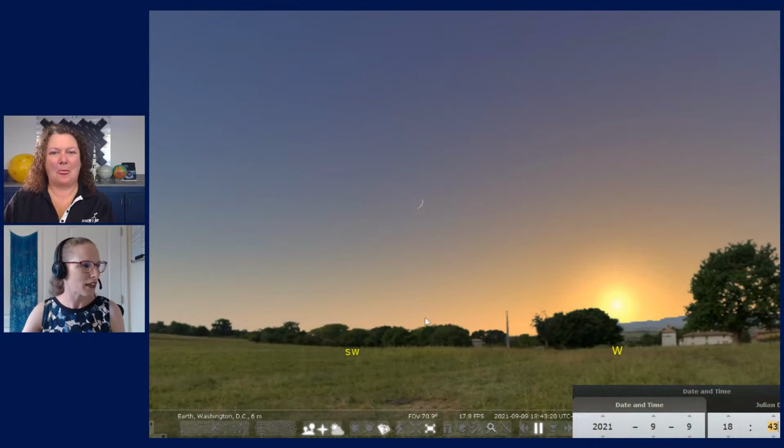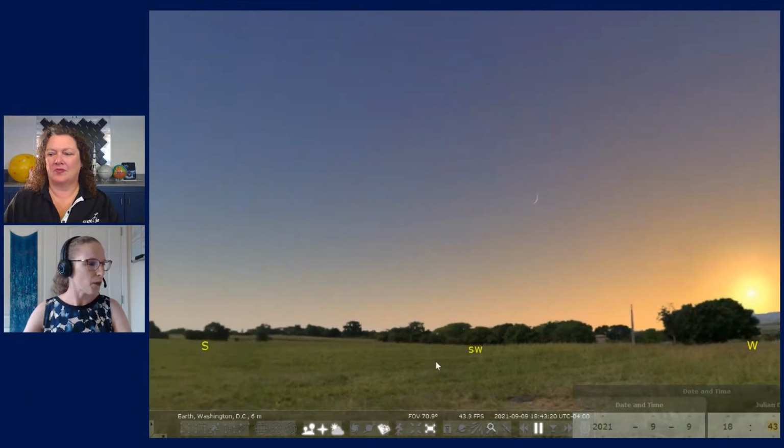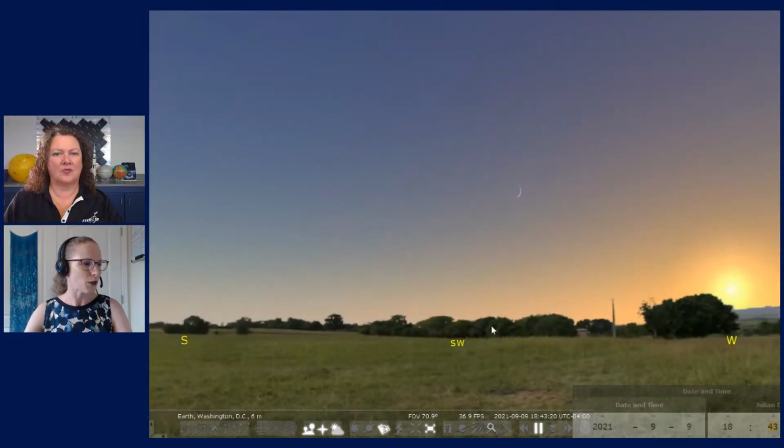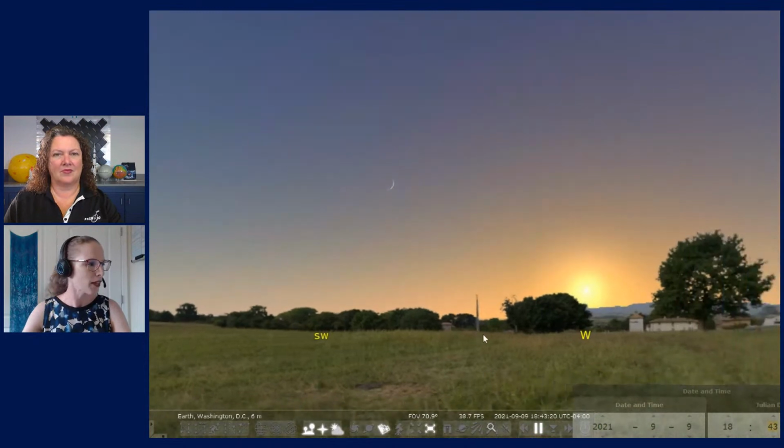So I'm showing the sky from Washington D.C. at about 6:45 tonight. So I've got the sun getting ready to set. And you all may have noticed these letters on the bottom, those are the directions. So this is the west, and the sun is setting in the west. I can pan the view so I can change where we're looking. We've got sort of a picture of a grassy field that just shows us where the ground is so we know which way is down or up.